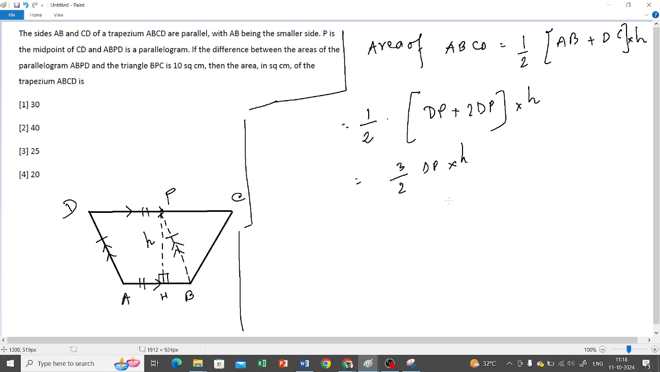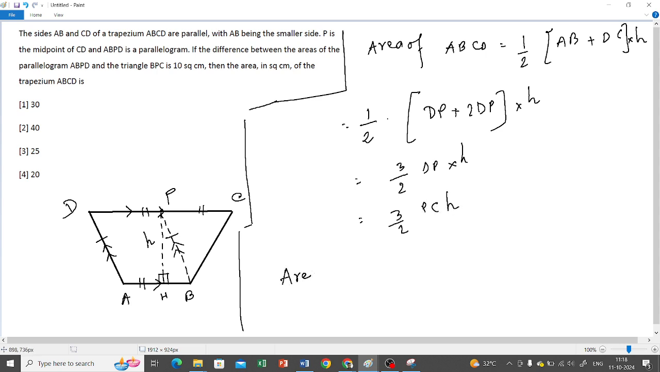Tell me, have you understood it here, Sritama? Yes, sir. Now, DP and PC both are equal. Why? Because P is the midpoint of DC, it is given. So I can write it as PC into h.